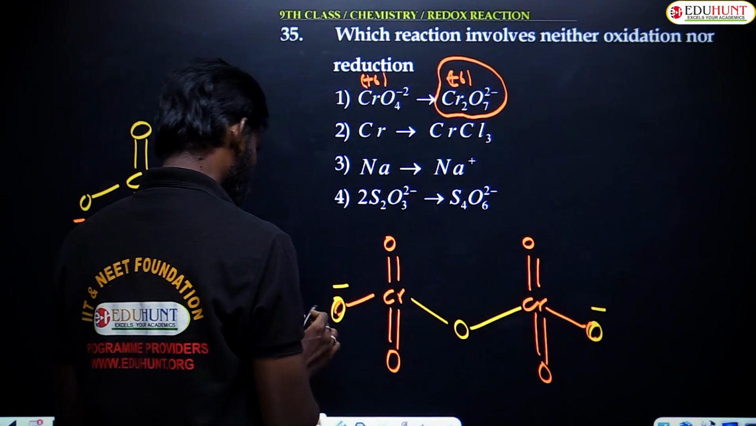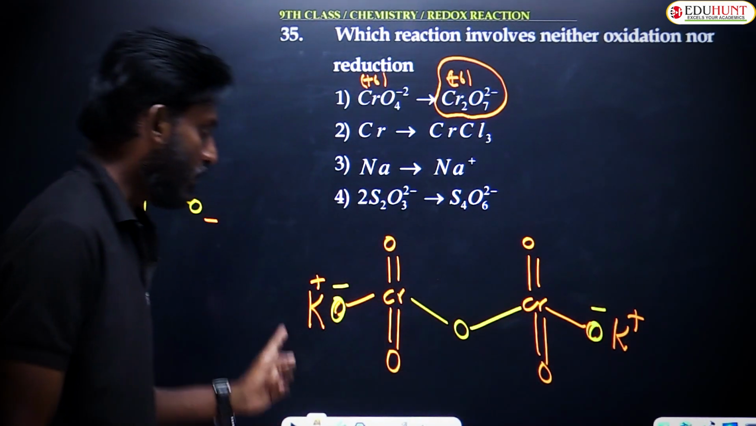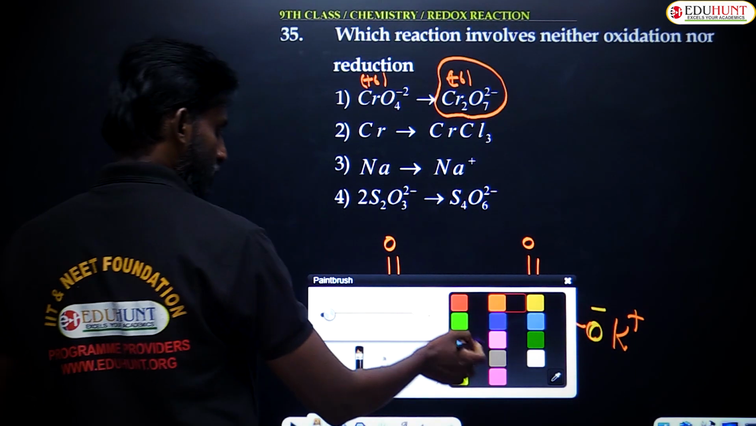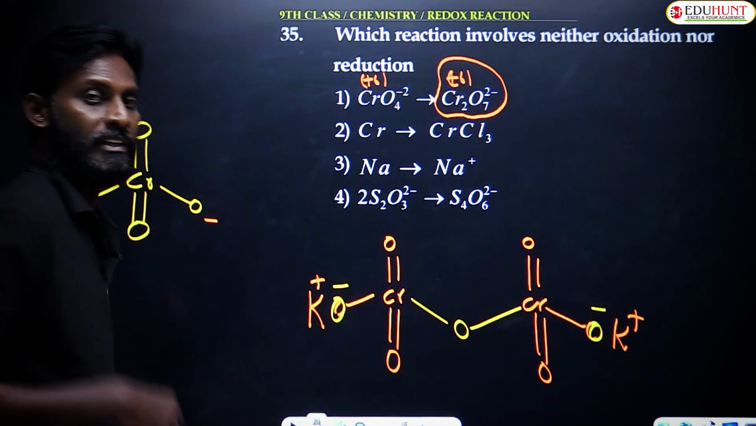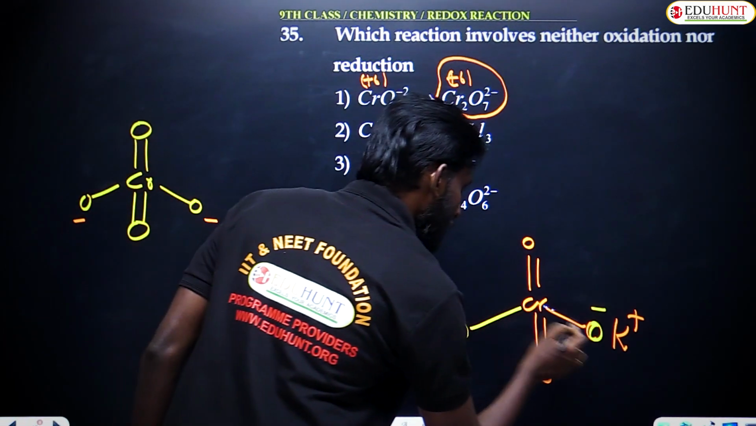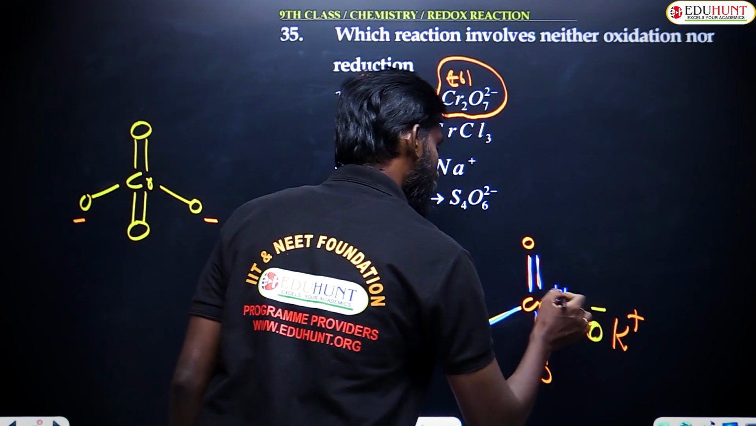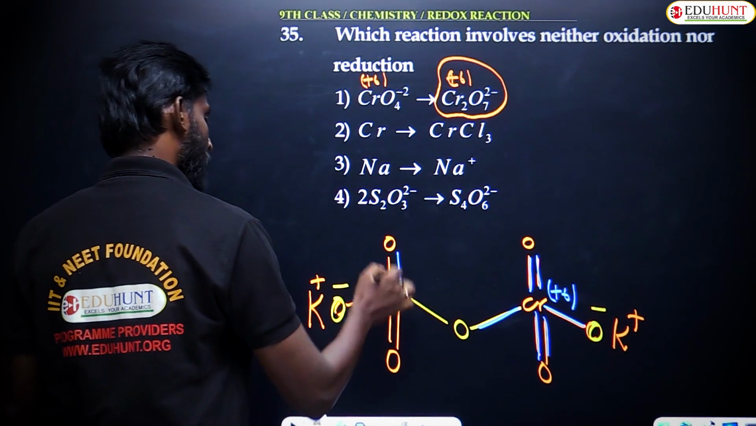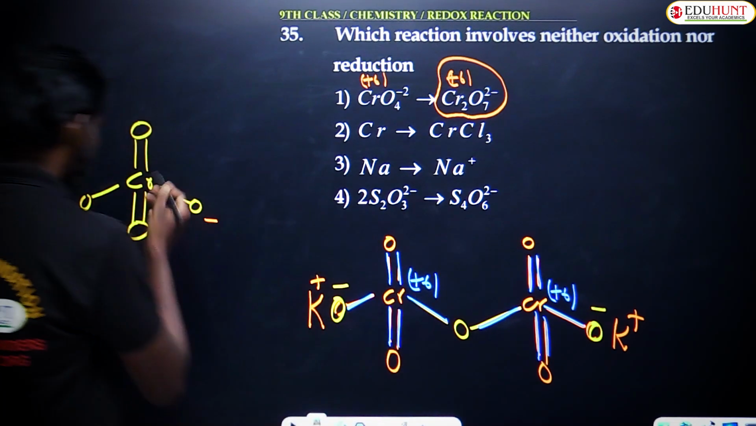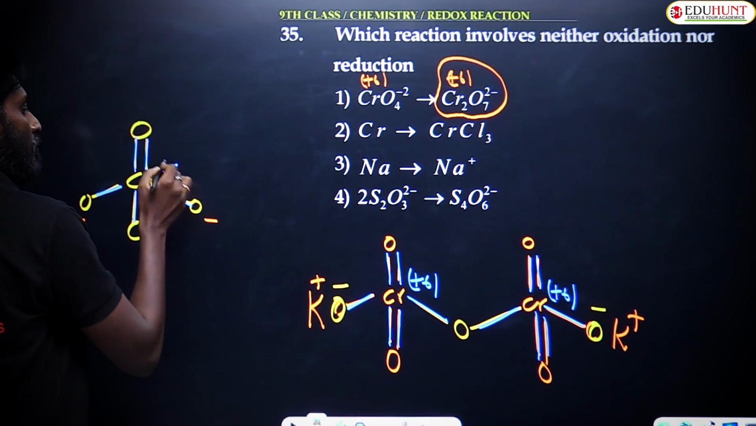So K2, you take K plus. So the name K2Cr2O7. Now the structure is in front of you, and all of you are intelligent enough to determine the oxidation state of chromium, right? Yes. +1, +2, +3, +4, +5, +6. Here, +1, +2, +3, +4, +5, +6.